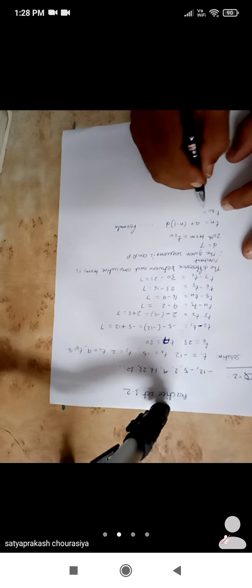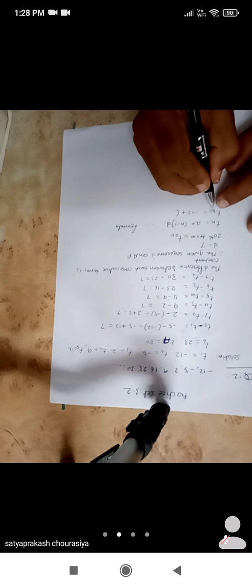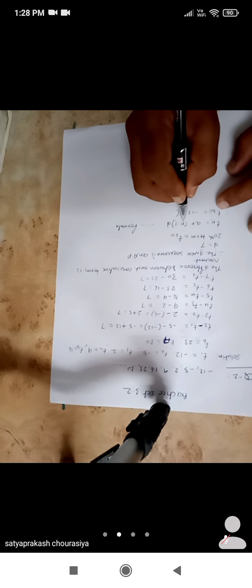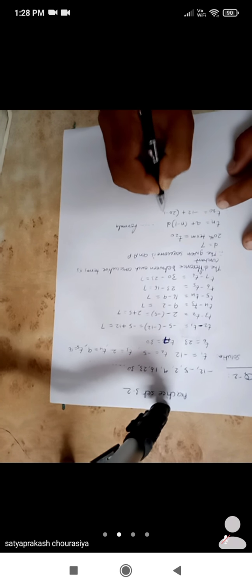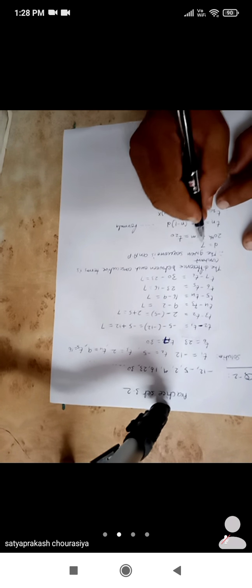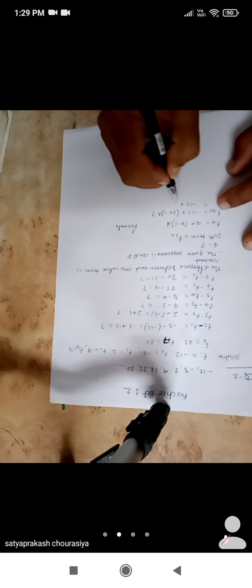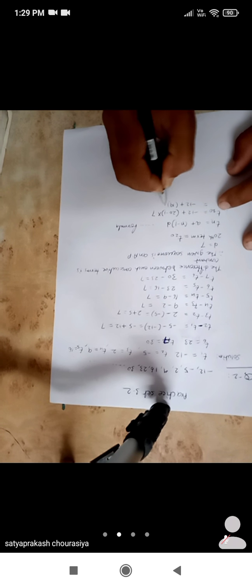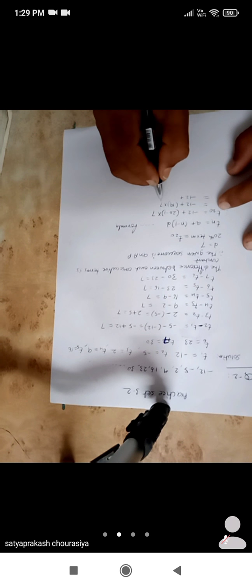Now you see, T20 equals A. What is A here? T1 is A, so A is minus 12, plus n. N is here 20. This n and this n are the same. So 20 minus 1, into D, and D is 7. So minus 12, plus, solve the bracket: 20 minus 1 is 19, 19 into 7. Now read the table of 19, 7 times.